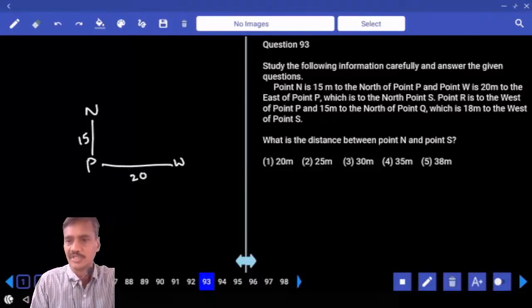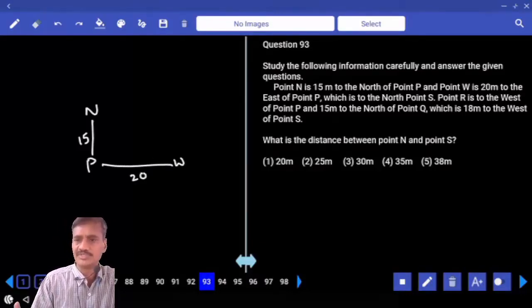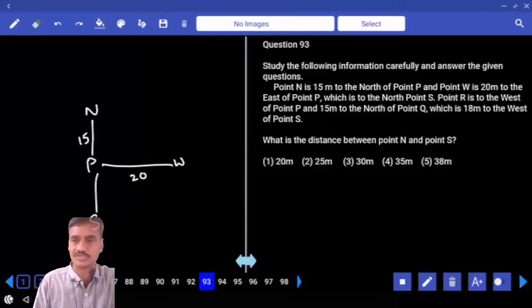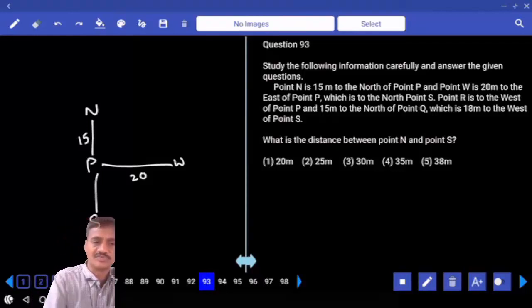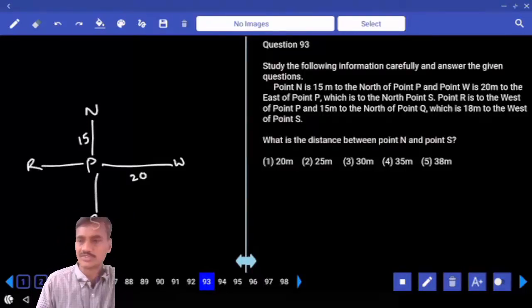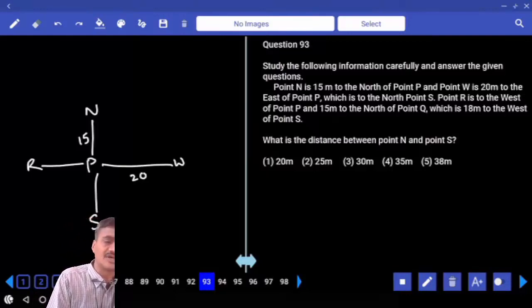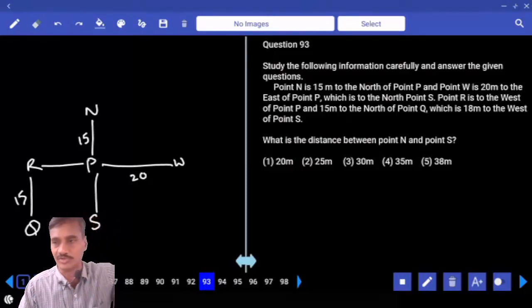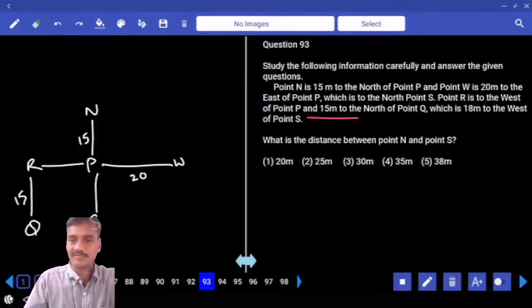P is to the north of S, and that means S is to the south of P. R is to the west of P, and R is 15 meters to the north of Q. As of now, whether P, Q and S are in a horizontal straight line or not is not clearly known. And next, Q is 18 meters to the west of S.